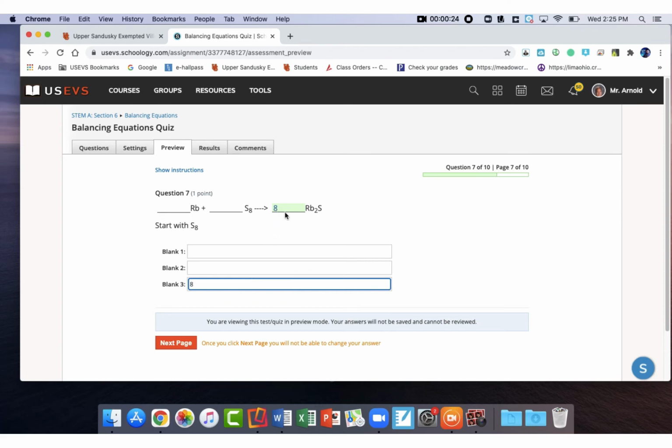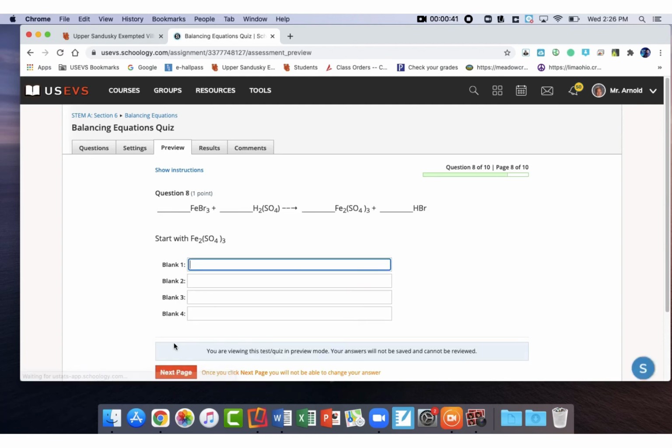Now, 8 times 2 equals 16, so we have 16 RVs, and on this side we only have 1. So we're going to put a 16 in front of that. And then we're back to where we started, which was still 8, so we're going to put a 1 in there. Next page. All right, another one that looks like it's the harder ones, but they're not.